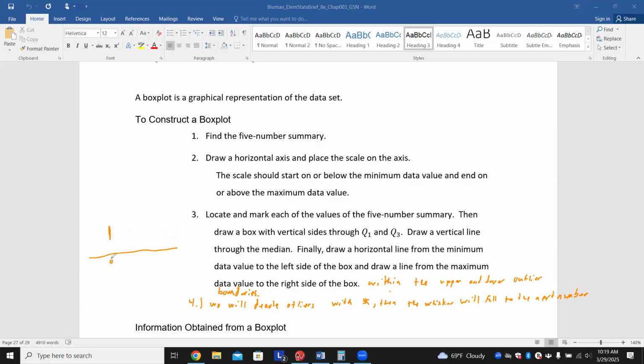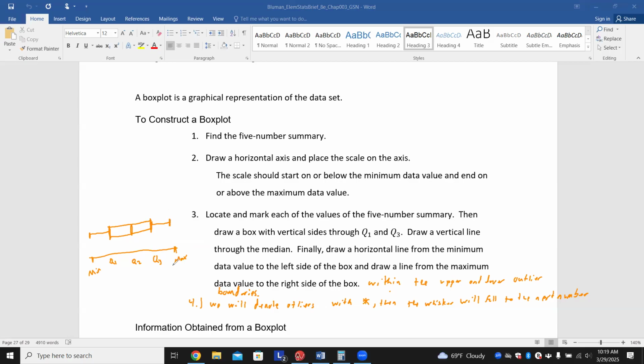This right here represents your Q1. This right here represents Q3. This right here will represent Q2 or the median. We'll draw a box around that. This will represent the minimum. So this is what we call a little whisker. This will represent the maximum. Right here, this is not uniform. This could be very skewed in any direction depending on the data.